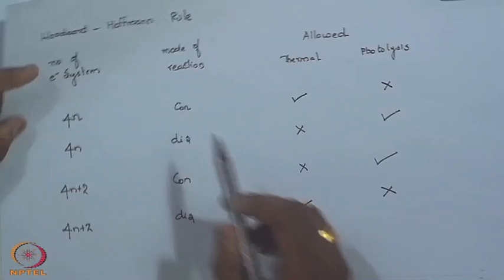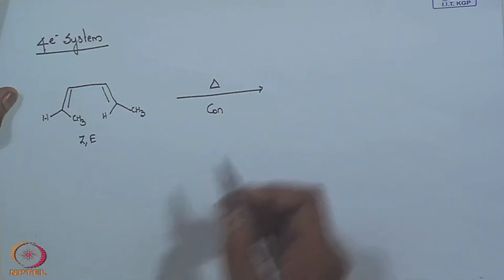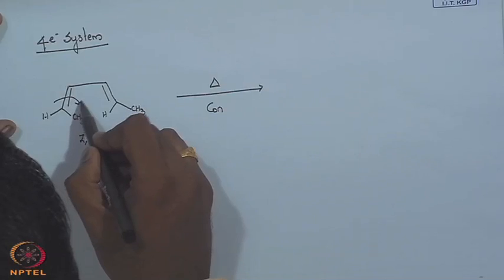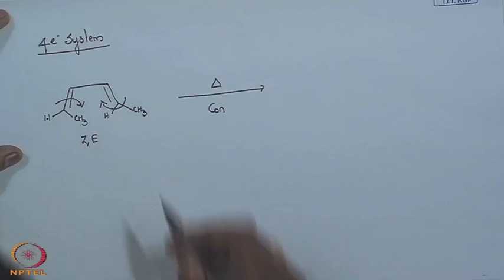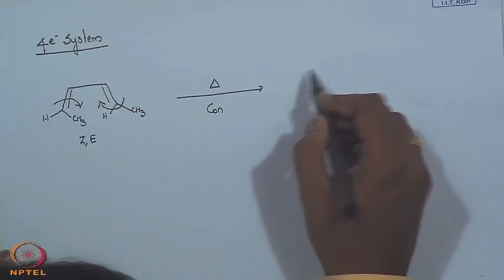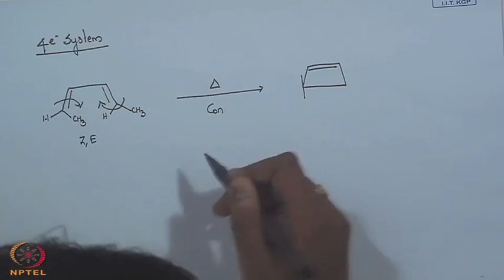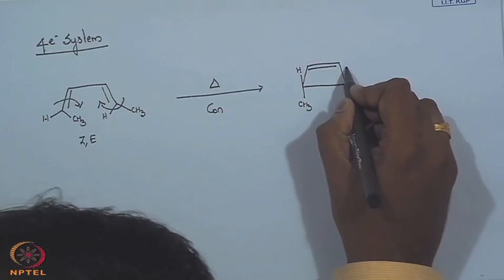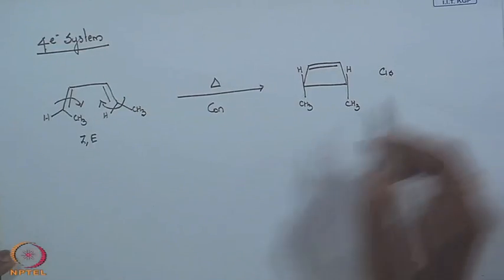So, for a 4n system, what you studied is that on heating, it should be con. So, this is a 4n system and I am going to heat, so it should be a conrotation. In conrotation, both should be either clockwise or anti-clockwise. Here both are clockwise. So, you get a cyclic product nicely. This is the interesting part, you get only one specific product. You get your hydrogen up and your methyl down. So, this is the cis product. So, you get only cis.